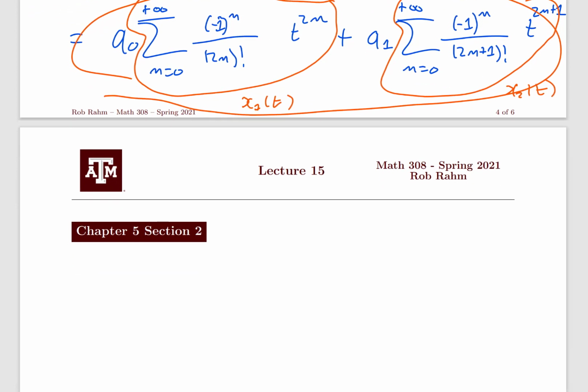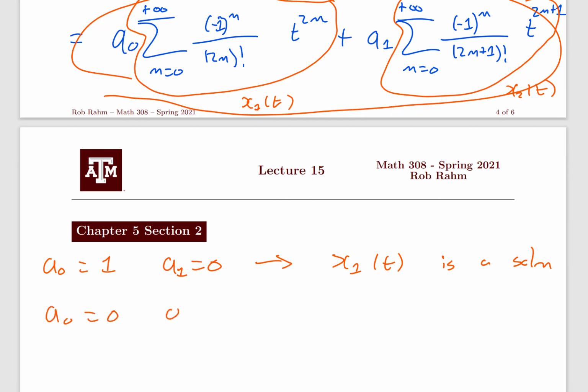a1. So if a0 is equal to 1 and a1 is equal to 0, we can conclude that x1 of t is a solution. Okay, similarly, if a0 is equal to 0 and a1 is equal to 1, we can conclude that x2 of t is a solution. Okay, so x1 of t and x2 of t are solutions to the differential equation. They're going to form a fundamental set of solutions if they're linearly independent.